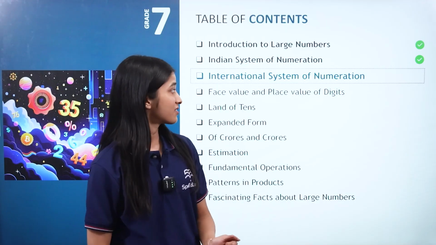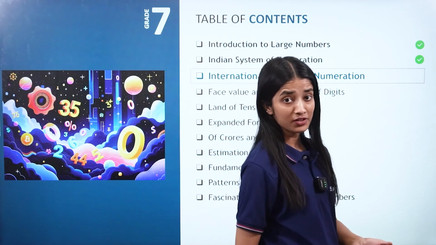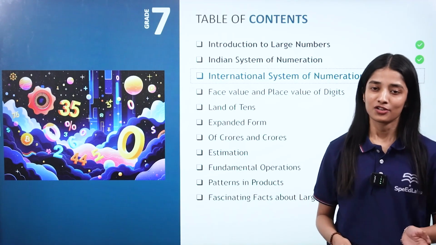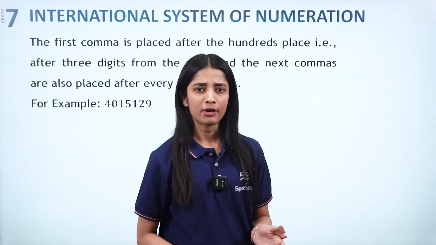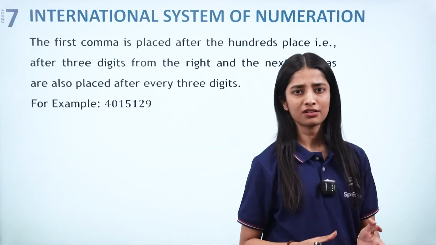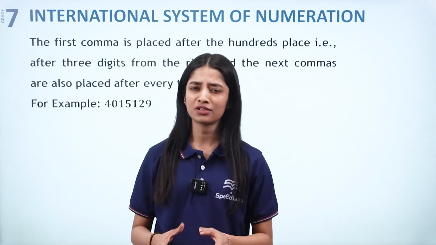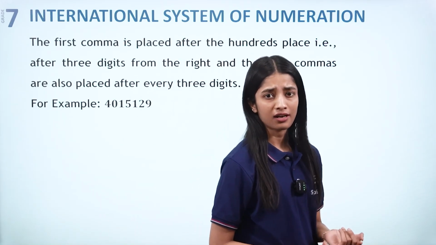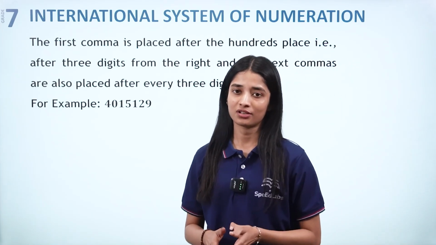In this video we are going to cover our next topic, which is the international system of numeration. In our previous video we studied the Indian system of numeration. So let's discuss what the international system is. It is basically a method of writing numbers which is used globally. The Indian numeration system is used in very few countries like India, Pakistan, Sri Lanka and Nepal, but this method is used worldwide.